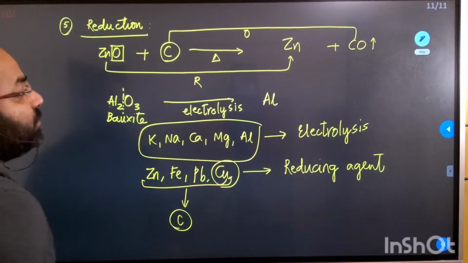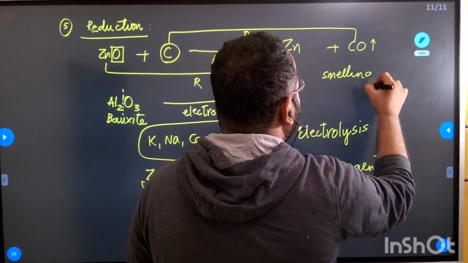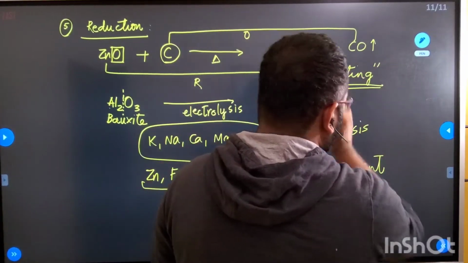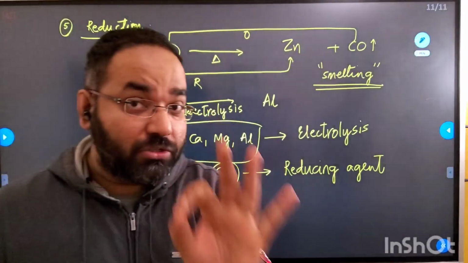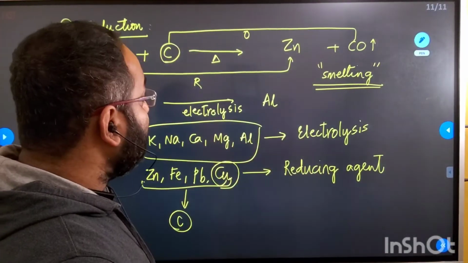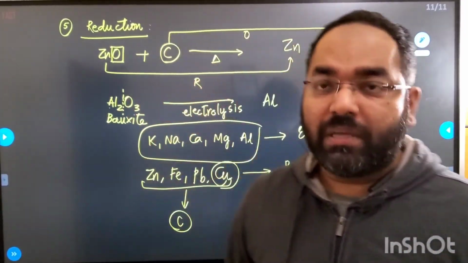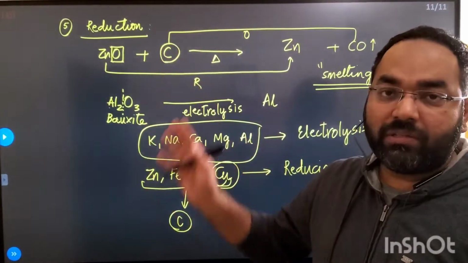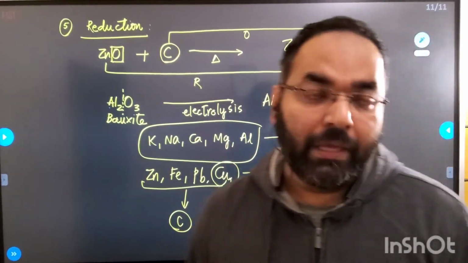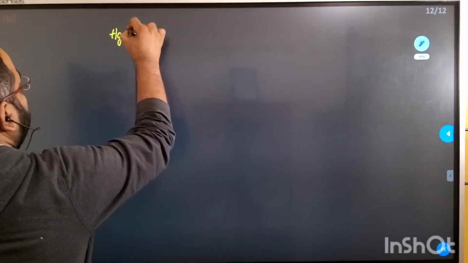Now, if carbon is used as a reducing agent, there's a special name given to it called smelting. So if anybody ever asks you to define smelting, smelting is the process of reducing, please use the keywords, reducing metallic oxides to metals by using carbon as the reducing agent. So sometimes this is also called smelting of zinc oxide. Alright, so smelting of zinc oxide means you're adding carbon to zinc oxide. Clear?